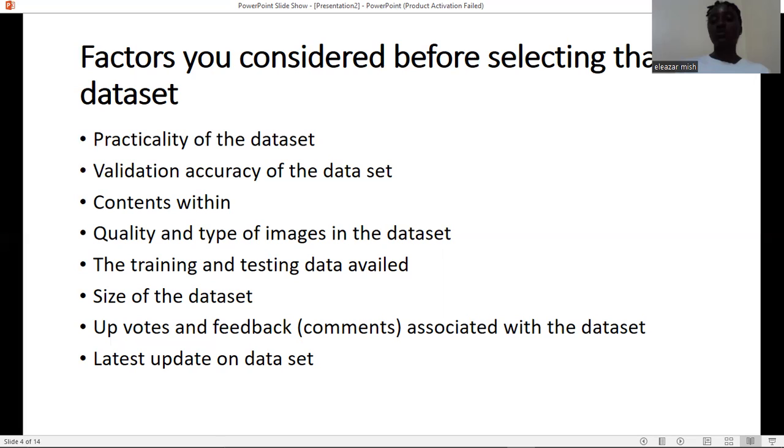The training and testing data that was availed was also considered. Some of these data sets only went through the training process, but they didn't actually test the data that they had collected. Then how big is the data set, the size? We all know that a model is only as good as the amount of data it has. So we considered the size, then also the feedback from other users, the upvotes and the comments, and how recently this data set was updated.